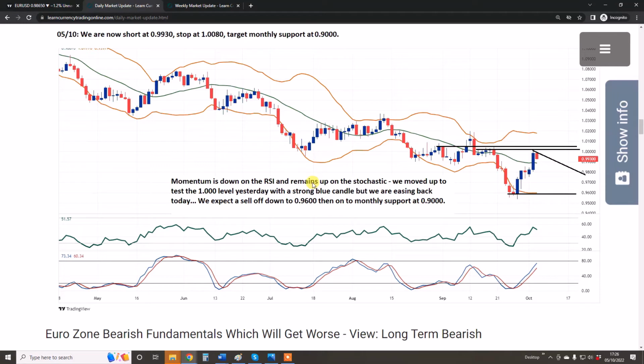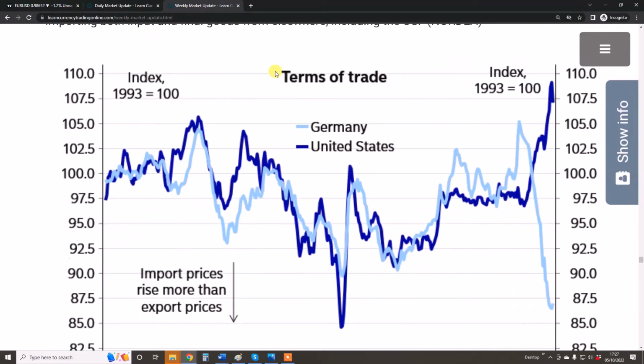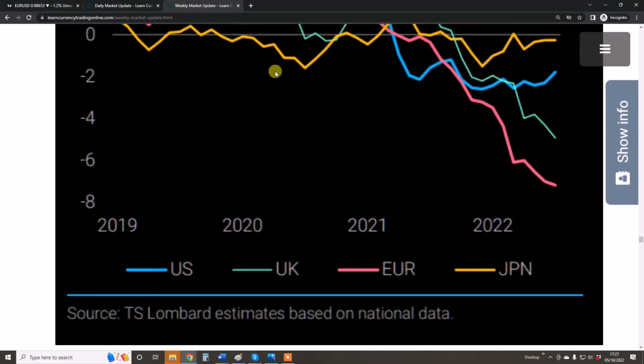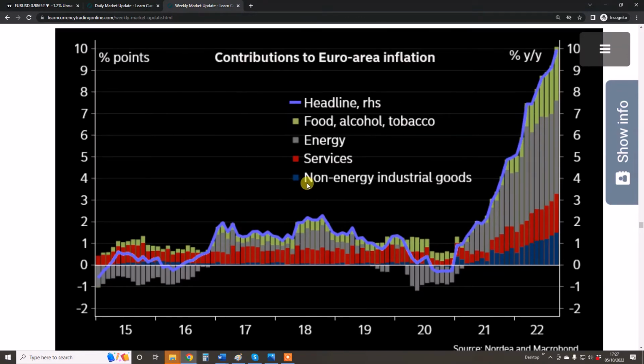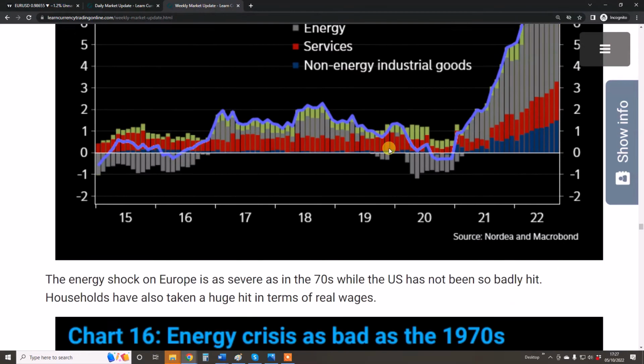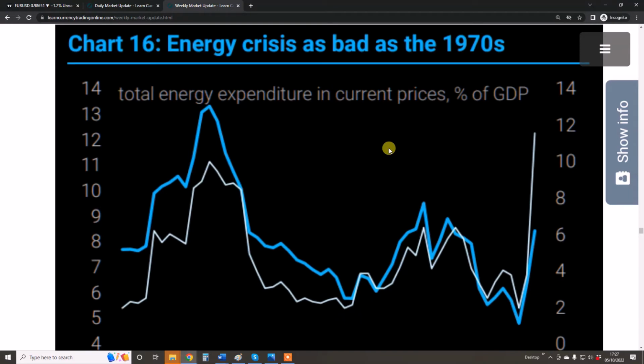Okay, now just before I go and look at the price right now and how we might play it, I just want to show you some charts that show how bad it is in the zone, which I think the majority of forecasters are not seeing. Inflation 10%, okay? ECB raising rates to curb inflation. That won't work. Why? Because there's an energy crisis, okay? So putting rates up isn't going to solve the energy crisis.